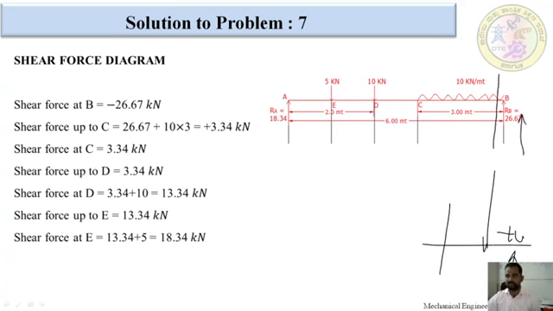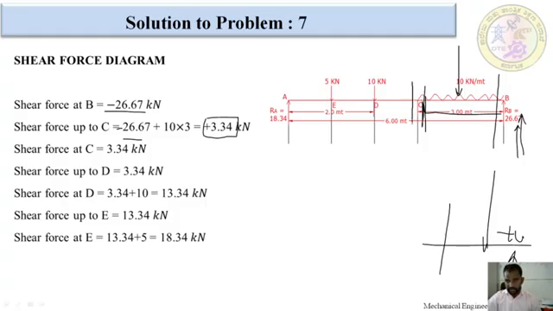There is one upward force, that is a negative force. For that reason, negative 26.67. After that, I am going to calculate up to this point only. What are the forces? This is an upward force, and this one is a downward force, 10 into 3. For that reason, negative 26.67 plus 30. 30 minus 26.67 is a positive value, 3.34. By calculation also we are done. Positive, up to here we have a value of 3.34 kilonewton.